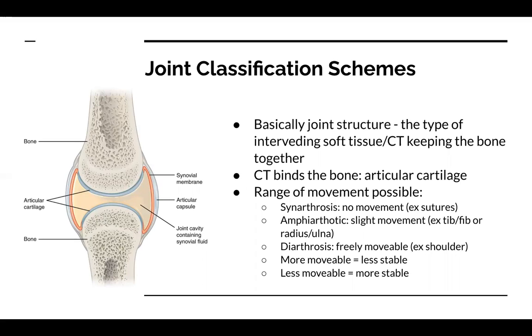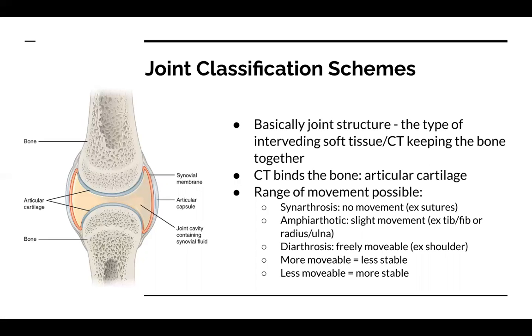They're classified by joint structure, which is just the type of intervening soft tissue or connective tissue that keeps your bones together. Another classification is whether the connective tissue that binds the bone is articular cartilage. We'll get into more of that later. And also the range of motion possible.